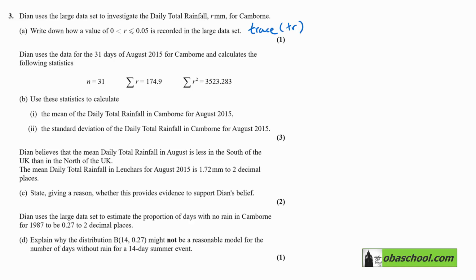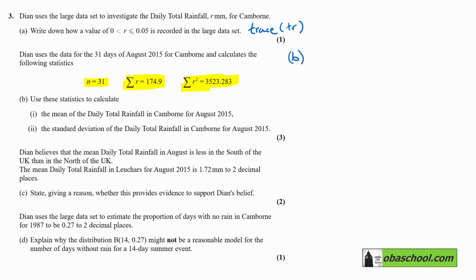Deanne uses the data for the 31 days of August 2015 for Camborne and calculates the following statistics. We can see that N is 31, the sum of R is 174.9, and the sum of R squared is 3523.283.